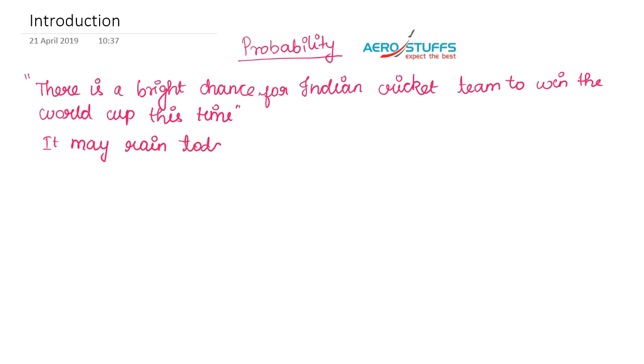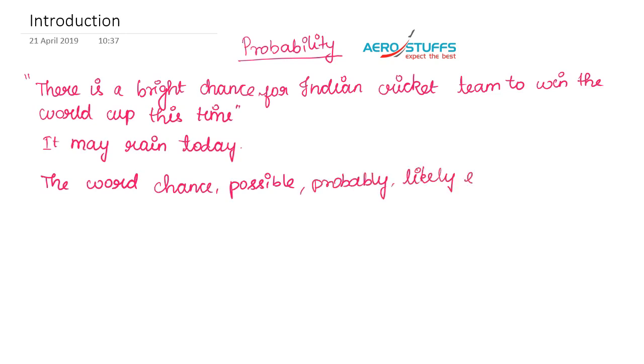How do I say this? To explain clearly, the words chance, possible, probably, likely and so on convey some sense of uncertainty about the occurrence of some events. So what does uncertainty mean? Uncertainty means it is not certain that it will happen today, but there is a chance that it will happen. So those things we call uncertain.